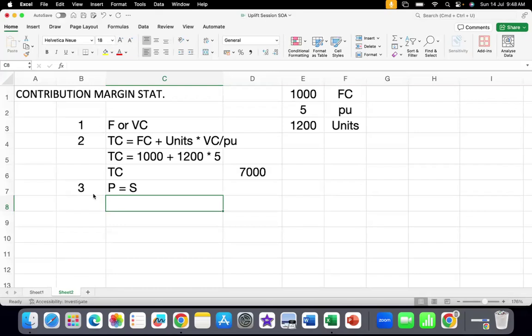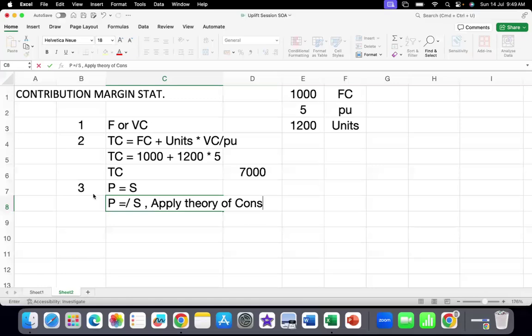But then if production is not equal to sales, then what you need to do is apply the theory of constraints.